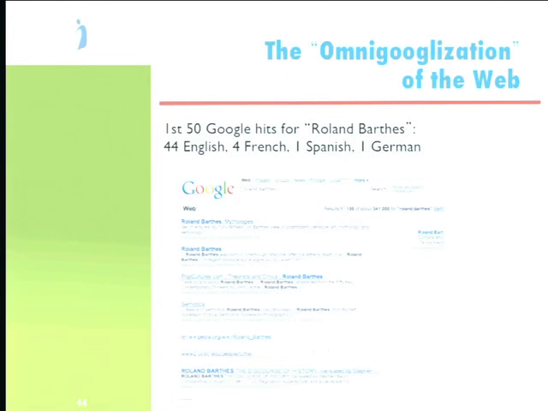One reason may be that if you go to a search engine like Google, before these things are highly localized, and you type in, for instance, the name of the French author Roland Barthes, you're going to find about 90% of the hits are in English. Seems shocking, right? I mean, our own author, Roland Barthes.